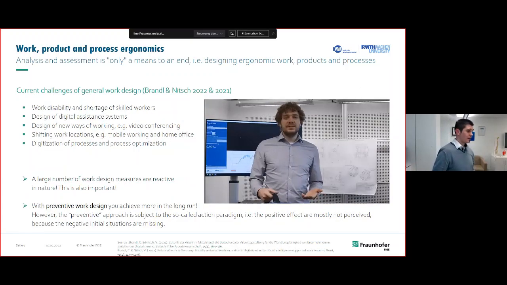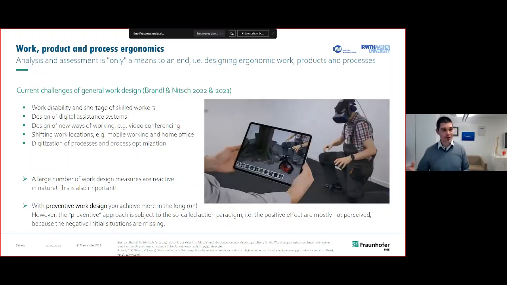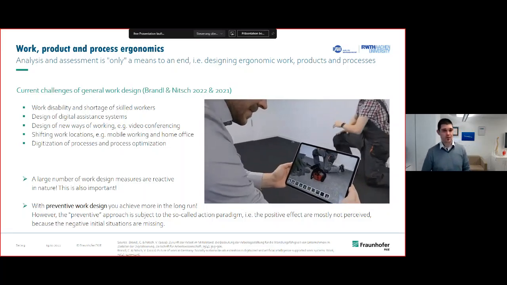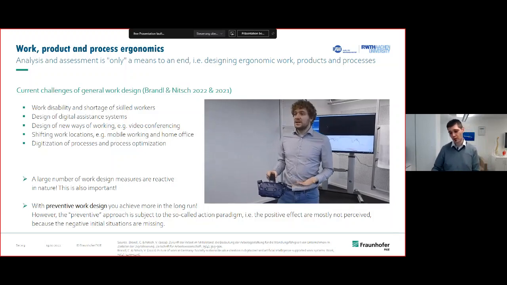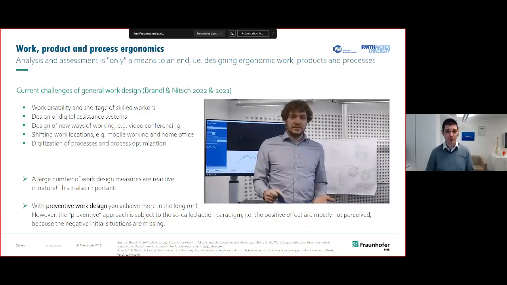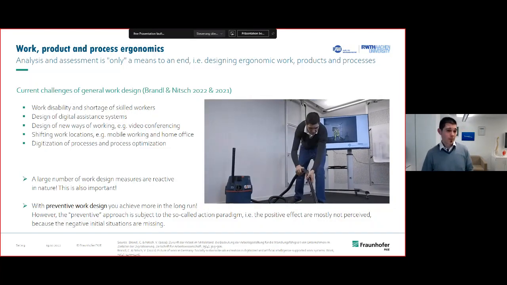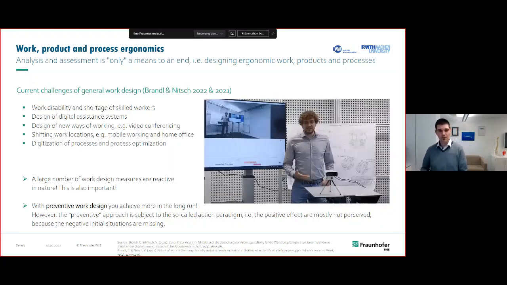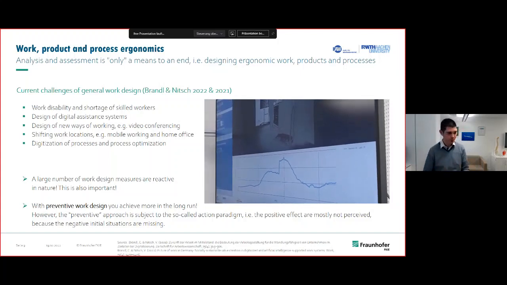But in the end, and I am hurrying up a little bit because I think we run a little bit out of time, analysis and assessment for me is only a means to an end, because what we want to achieve is designing ergonomic work products and processes. So therefore, of course, we need the analysis and the assessment, but the effort should go into the designing of work situations, of processes, of products.